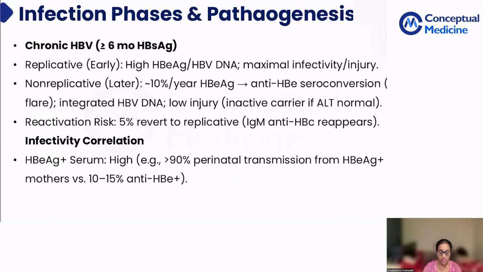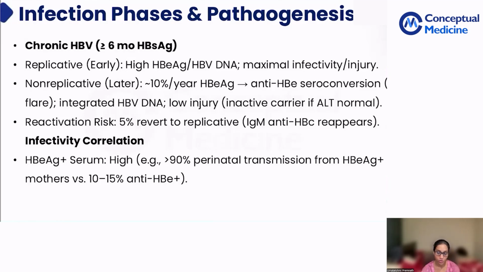Replicative phase, that is the early phase, where there is high HBeAg, high DNA, maximal infectivity and injury which is happening. But later on, you have a phase of seroconversion. So HBeAg seroconversion happens about 10% per year. This is for chronic hepatitis B. This is not for acute. Please remember. So in the non-replicative phase later on, 10% per year, there is a seroconversion which is happening.